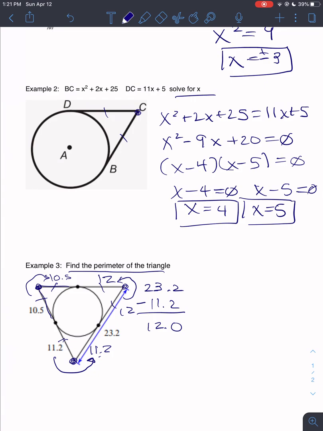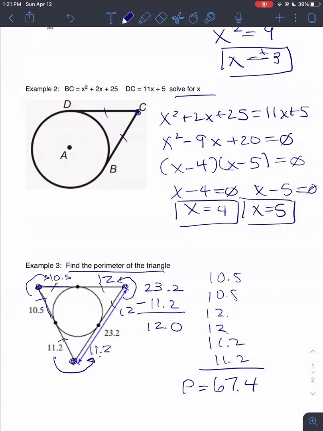So to get the perimeter, we're just going to add up all the segments we have. We have 10.5, 10.5, 12, 12, 11.2, and 11.2. So the total of that's going to be our perimeter. I'm going to grab a calculator here. 24 plus 21 plus 22.4. Looks like our perimeter is going to be 67.4.